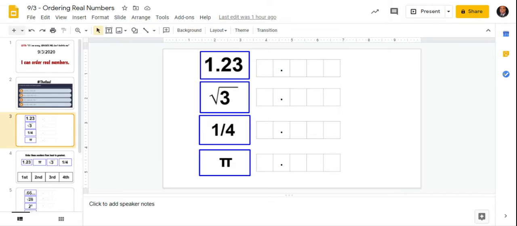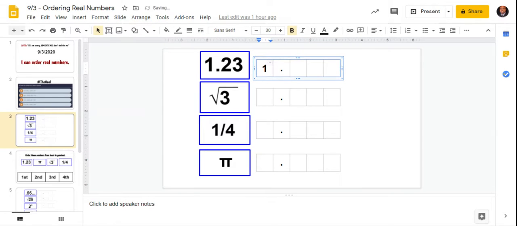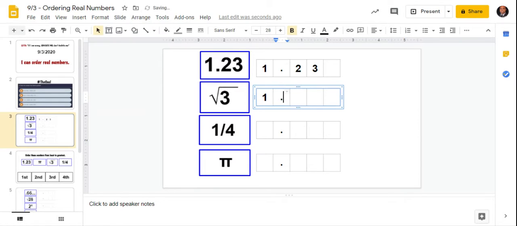Example: 1.23. Here I'd press 1, tab on my keyboard, 2, 3. I am not going to leave this spot blank, and I'll talk about that in a little bit. That's our school bell, which means class is about to start. Square root of 3: you're going to use your Desmos calculator, so I'm not going to give you all of it. But it's going to be 1.7, tab again, 7.